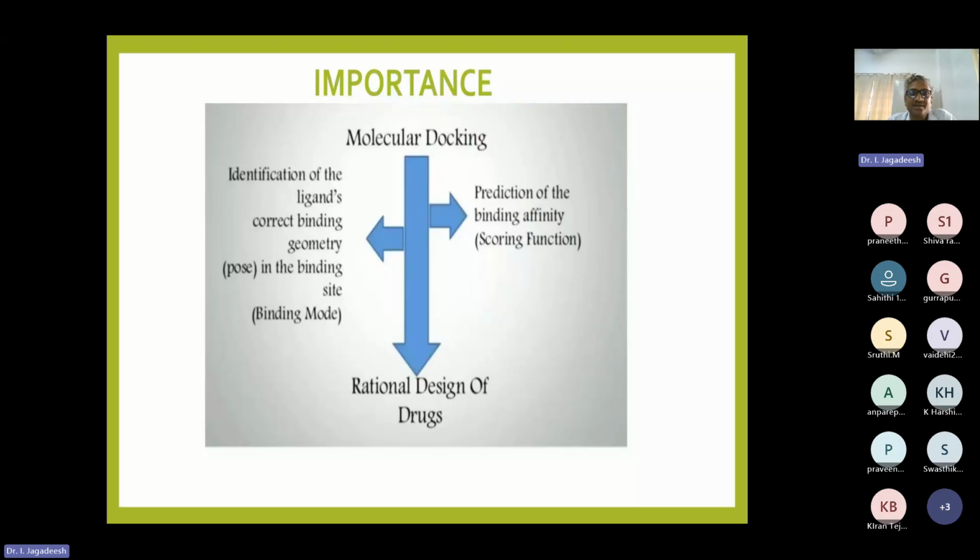That is evidence based. So in this particular case, we are identifying the ligand's correct binding geometry, or pose, in the binding site. And why is it very important? Because the receptor has multiple grooves and it is not straight or flat. Many times it will have a different geometry. We have to fit the ligand in that. So we have to see the correct binding geometry where it is going to fit in the receptor site. We need to find it so that we can predict the binding affinity and scoring function.